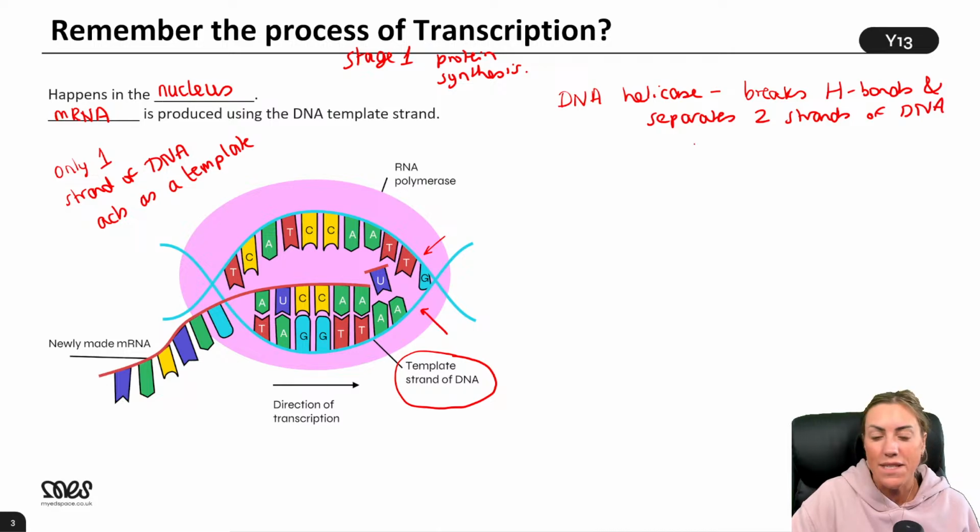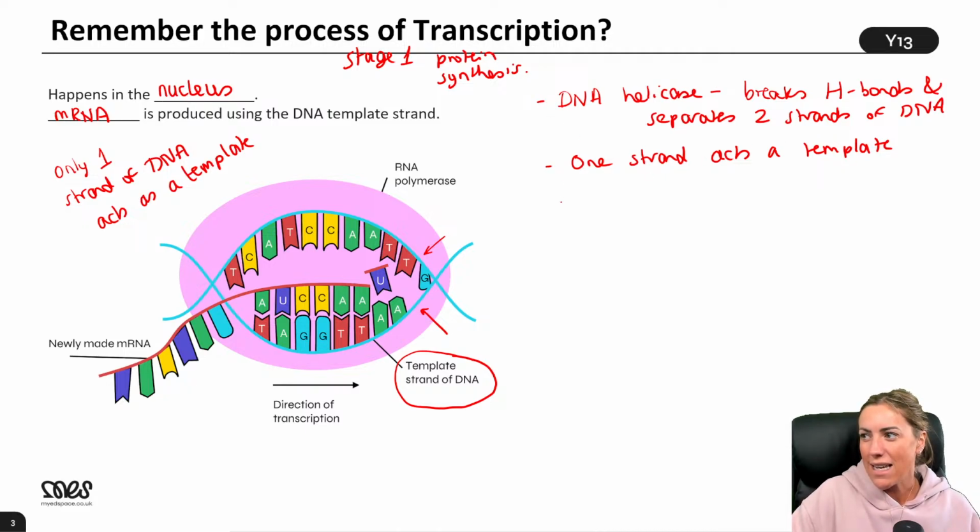Okay, which we can see on the diagram has already happened. We can see that the DNA strands have been separated. So one strand acts as a template. It's a little bit different to DNA replication in that sense, because in DNA replication, both strands are acting as templates. So one strand acts as a template.